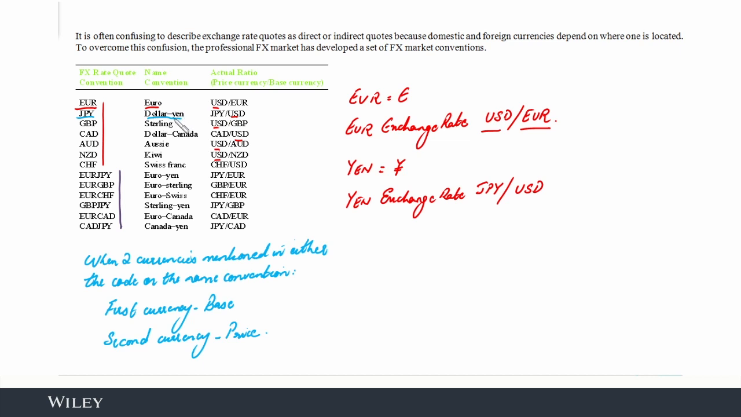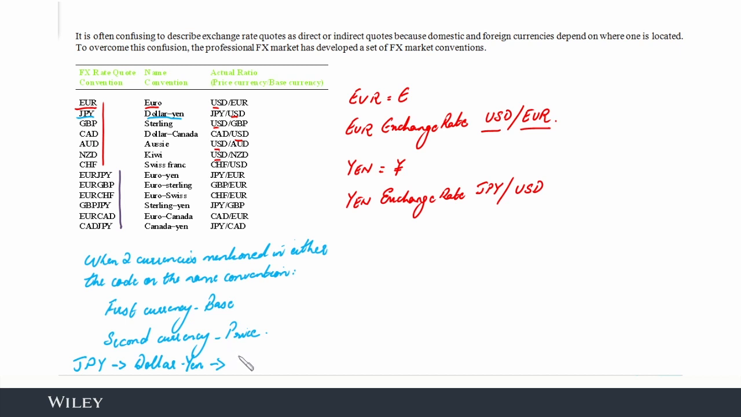So $yen refers to Japanese yen per US dollar. So JPY, when I'm talking about the JPY exchange rate, it's called the $yen exchange rate, okay? And $yen can be expressed in any of the following forms.